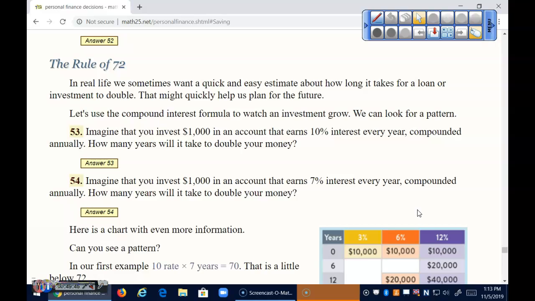So, we have just enough time to talk about the rule of 72. Has anyone heard of the rule of 72? No. Okay. So, in real life, sometimes we just want a quick and easy estimate. How long till we get rich? Whatever. So, imagine that you have $1,000 in an account that earns 10% interest every year and is compounded annually. How long will it take to double your money?